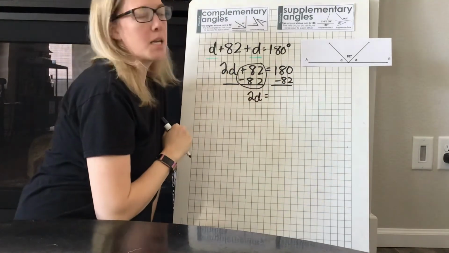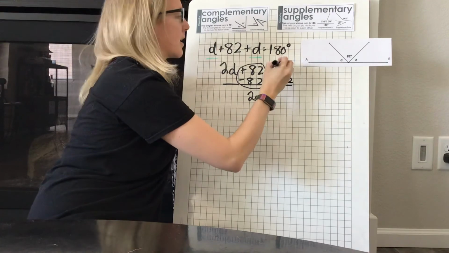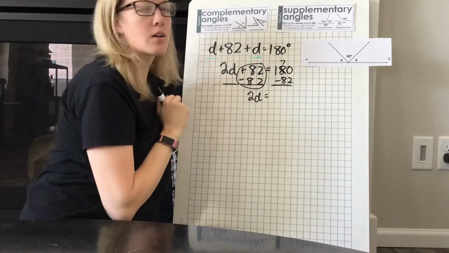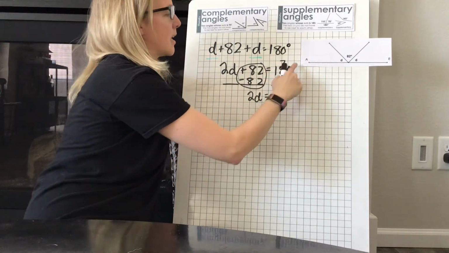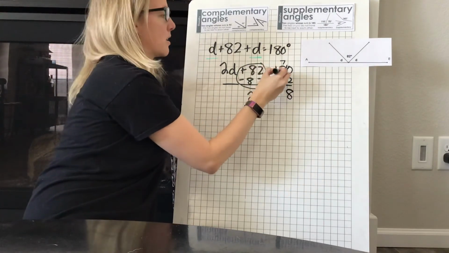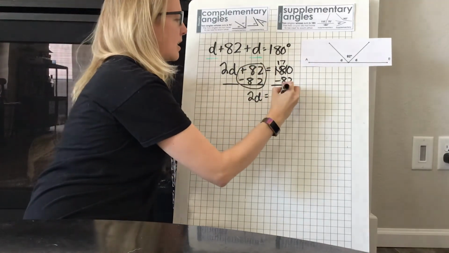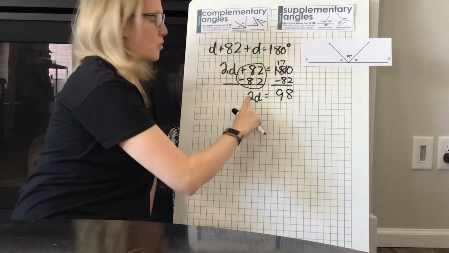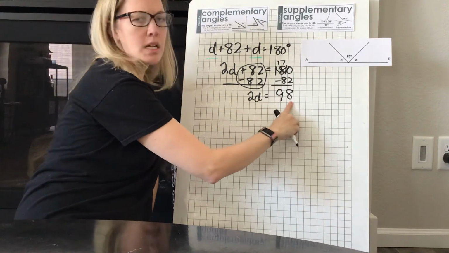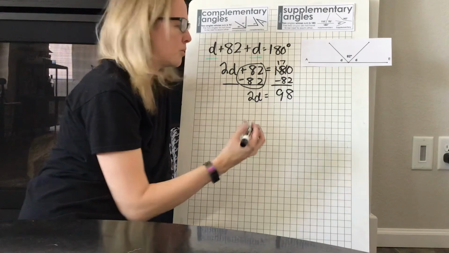When I do 180 minus 82, I already have them stacked. 0 minus 2 I cannot do, so I'm going to go ahead and call that a 7, make this a 10. 10 minus 2 is 8. I can't really borrow the 1 here because once I do, it puts it right up there anyway. So I have 17 minus 8, which is a 9. So 2 times some number is 98. And again, we don't want you to rely on math facts. We want you to actually undo the equation.